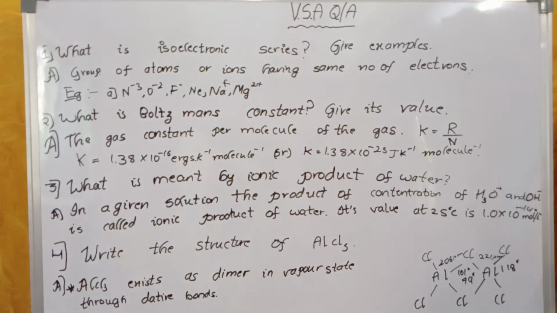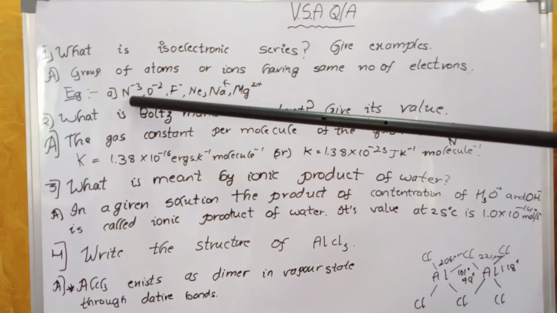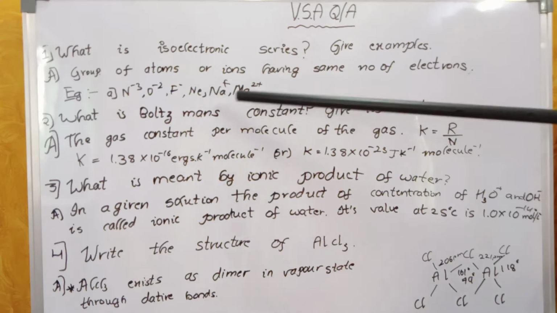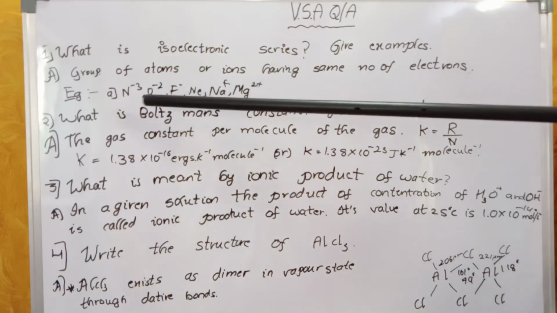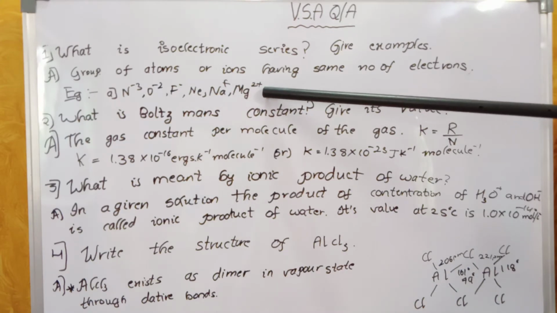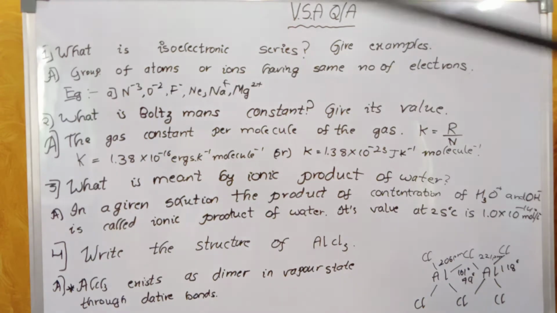They may be ions or atoms consisting of the same number of electrons, and for writing the electronic configuration, they are called isoelectronic series. So N minus 3, O minus 2, F minus, Na plus and Mg plus 2, all the given ions have the same number of electrons, similar to that of neon. So they all have similar electronic configuration or the same number of electrons. They are isoelectronic in series.